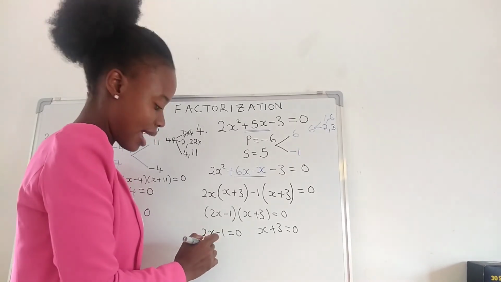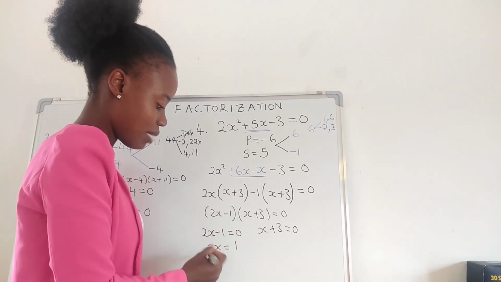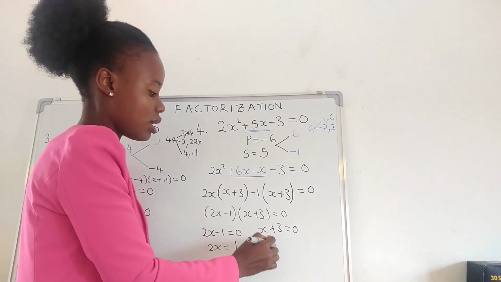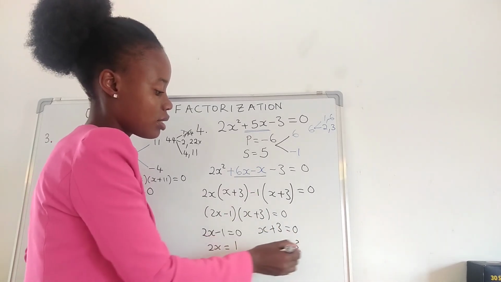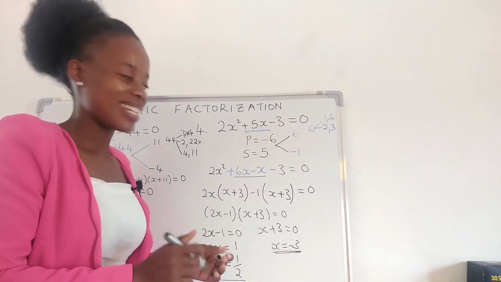You solve for x. So we have 2x equals 1. You divide by 2, so x equals half. Here you take 3 to the other side, it's going to be negative 3. So our answer is x equals half and x equals negative 3.